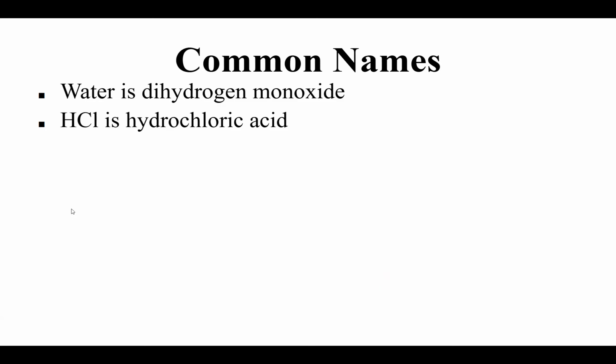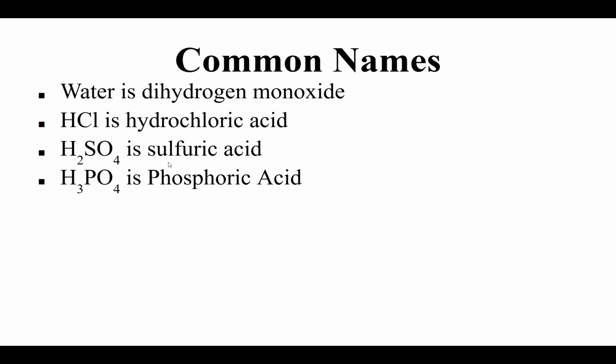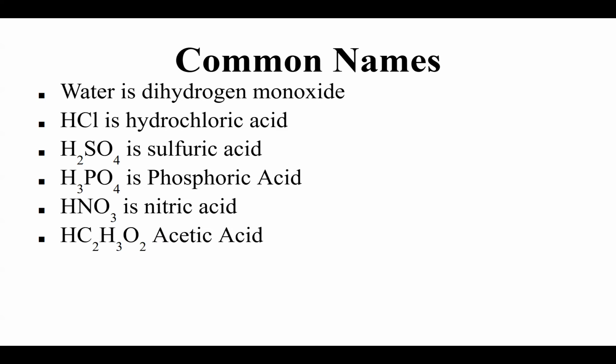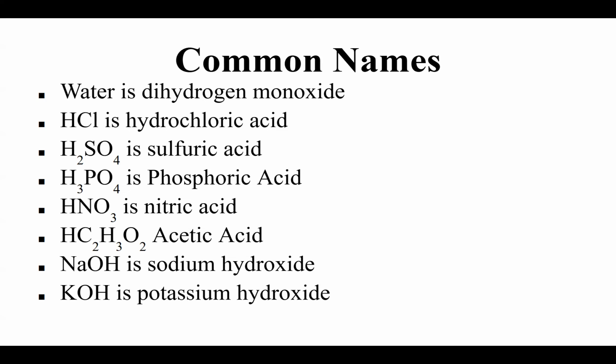HCl is hydrochloric acid. Not everything do you use the prefixes for. Sometimes you use the common names. H2SO4 is sulfuric acid. H3PO4 is phosphoric acid. HNO3 is nitric acid. This is acetic acid, which is in your vinegar. NaOH is sodium hydroxide. KOH is potassium hydroxide, and NH3 is ammonia.